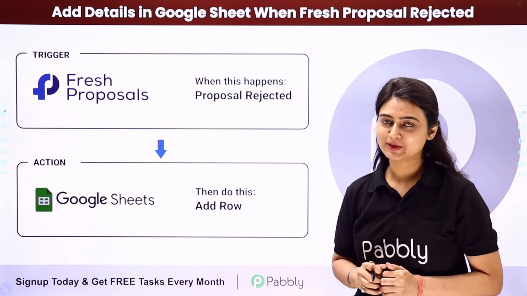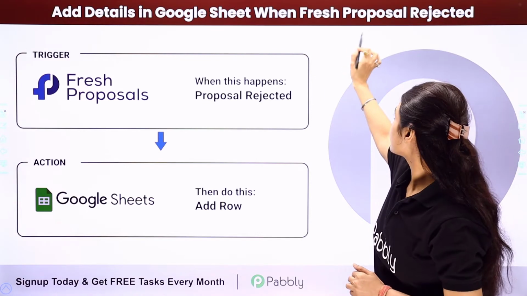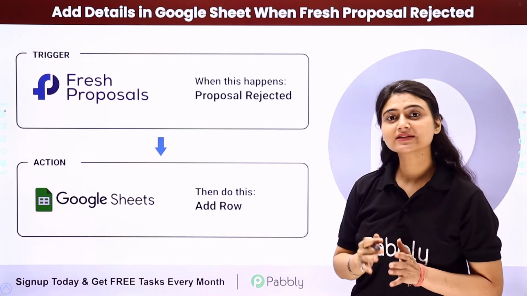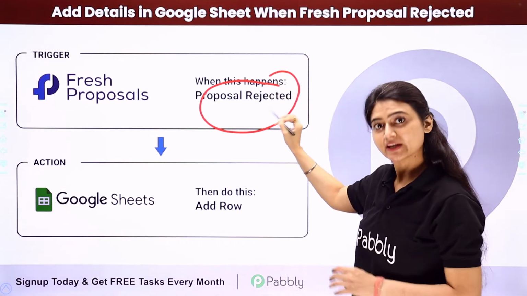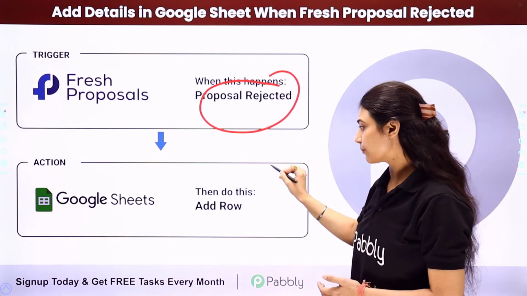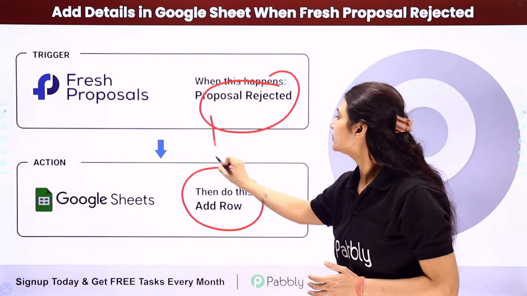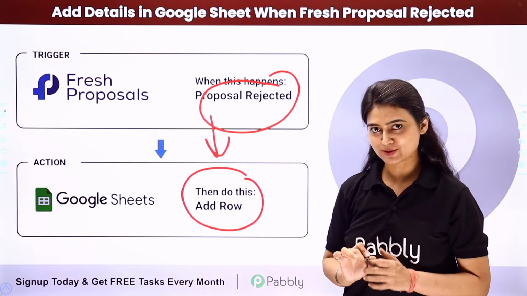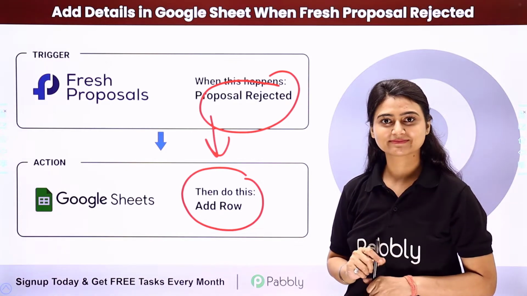In this video, we will learn how you can automatically add details in Google Sheets when a Fresh Proposals proposal is rejected. So let's say you want every time a proposal in Fresh Proposals is rejected, its details like client details and the proposal details should be added in Google Sheets automatically. So we are going to automate this entire process using Pabbly Connect. Come to my screen to see how we do this.